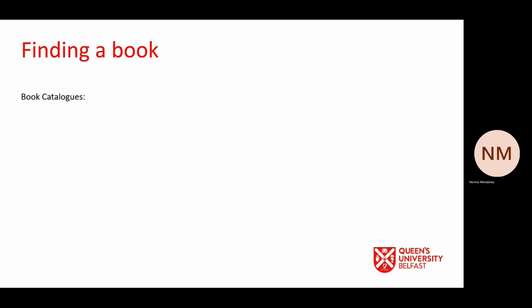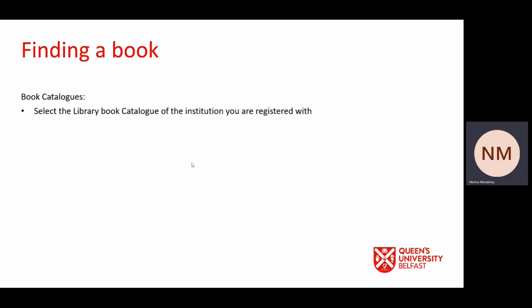Finding a book. Books are catalogued in book catalogues, and these appear and are available in different formats and different places. But the first place to look is the library book catalogue of the institution that you are registered with. This means that you can borrow the books from that institution, and you can also access any electronic books that they provide through that catalogue.